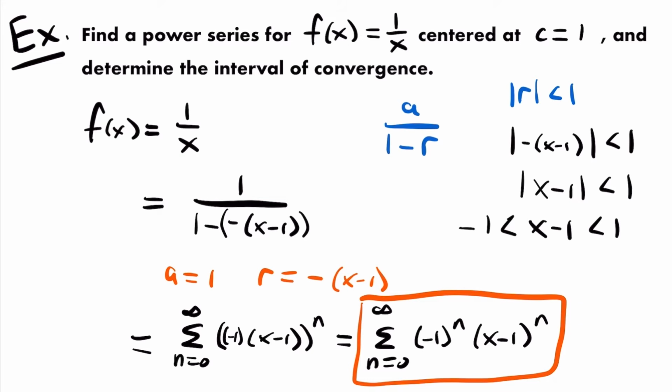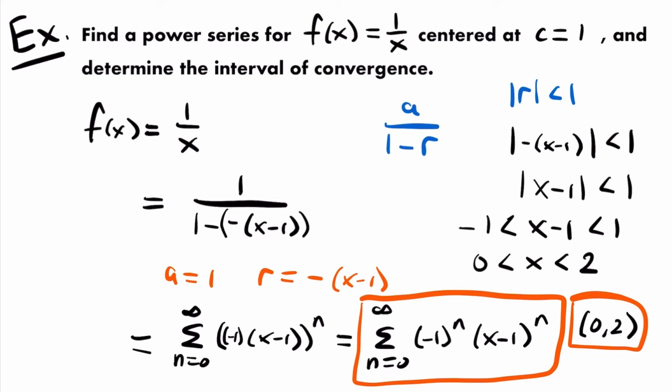Okay, and so then to solve for x, we need to add 1 to each part. And so negative 1 plus 1 is 0. X minus 1 plus 1 is just x. So 0 is less than x, which is less than 1 plus 1, which is 2. And so when x is between 0 and 2, this power series that represents our function will be convergent. In other words, this power series represents this function only for the values of x from 0 to 2. Okay, so 0 to 2 is the interval of convergence for this power series.